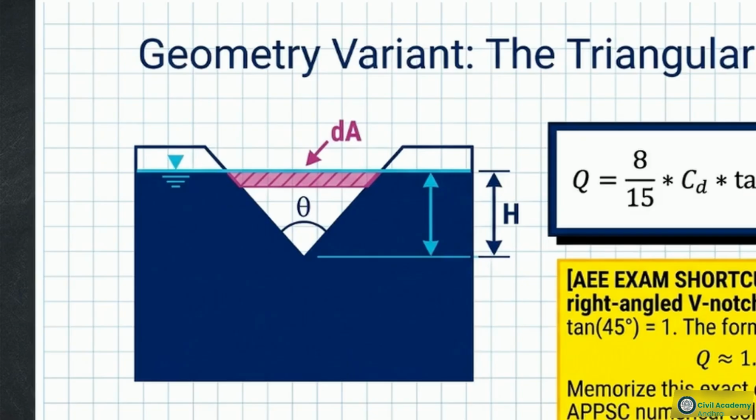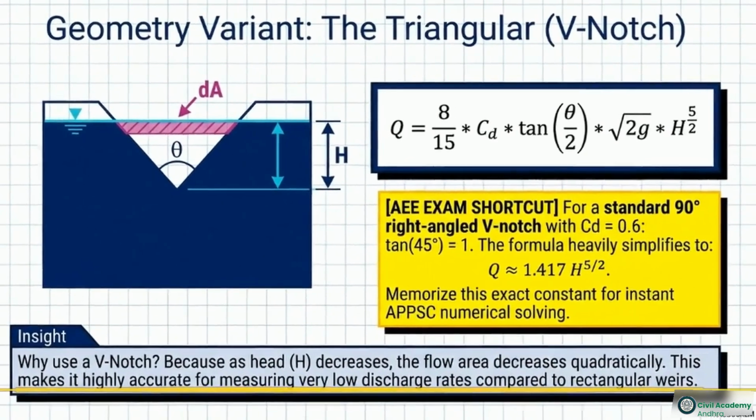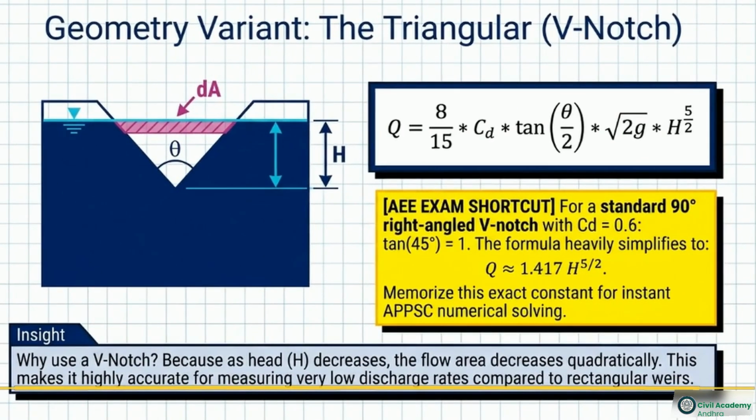Now compare that to this triangular cross-section, or V-notch. Because the walls angle inward, as the water level drops, the flow area decreases quadratically. This makes V-notches highly sensitive and extremely accurate for measuring very low discharge rates.